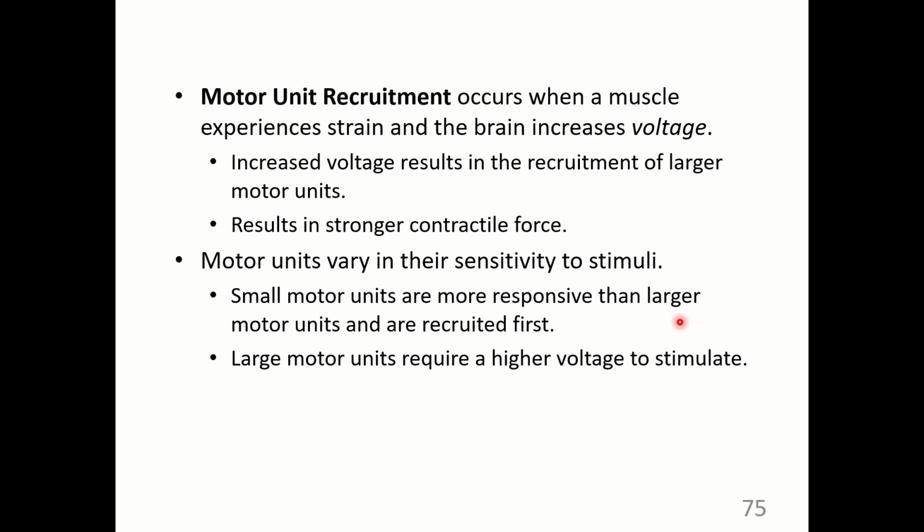So motor units, if you remember, vary in their sensitivity to stimuli. Small motor units are more responsive than larger motor units, and thus they are recruited first. And this gives you the twitch and things like that that are very fast, like in your fingers and your eyes and your mouth when you're talking.